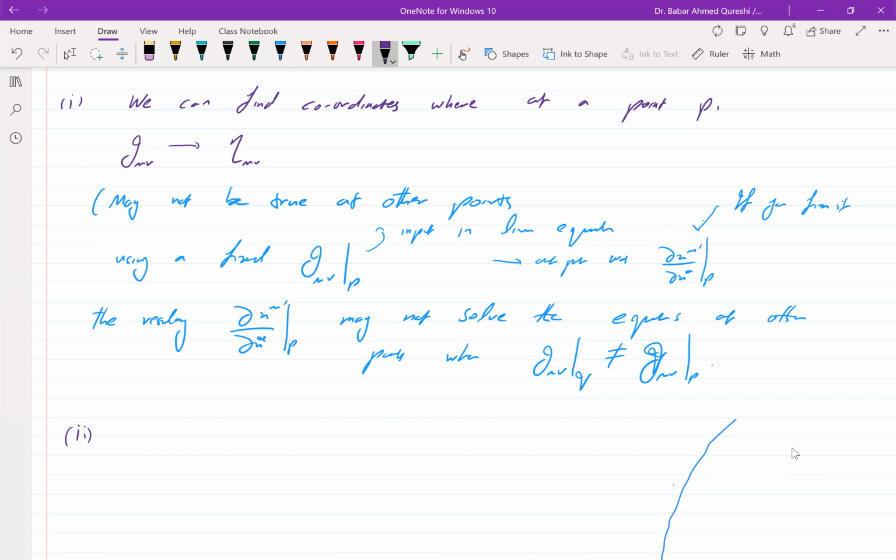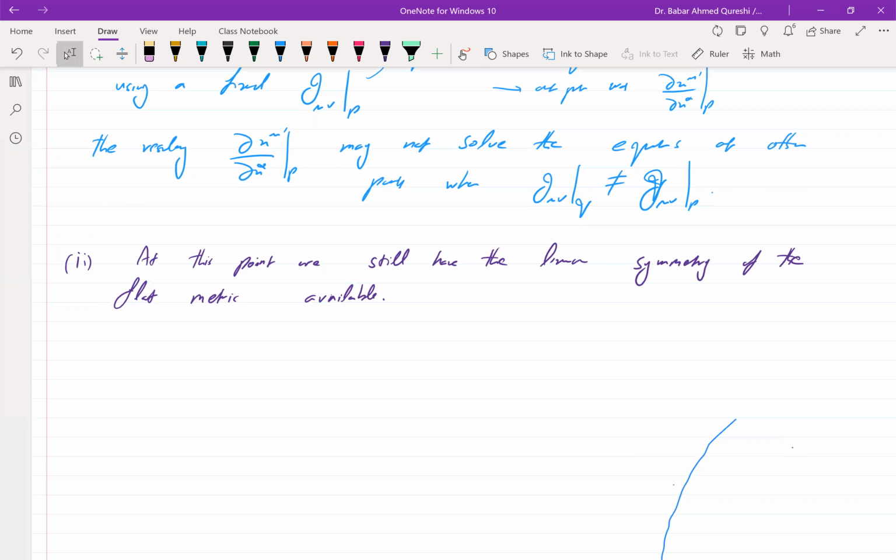And the second thing we have found is that at this point we still have the linear symmetry of the flat matrix available. So not only is the matrix flat at one point, but we can change it in many different ways corresponding to Lorentz or rotation symmetry. This is called local Lorentz or rotation symmetry.